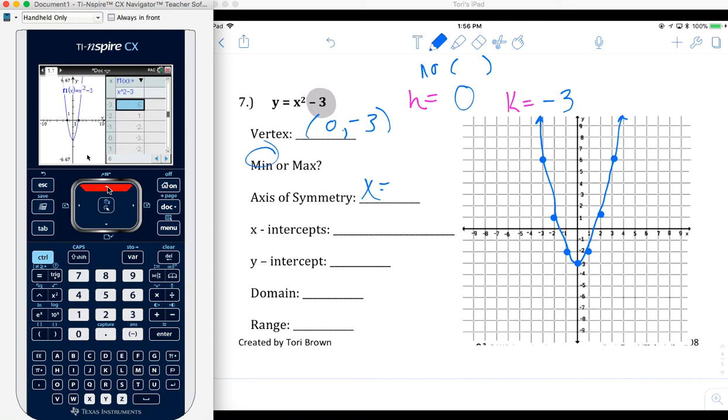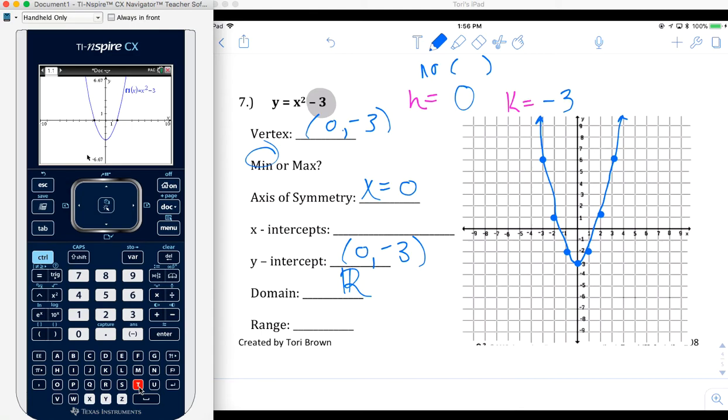Axis of symmetry, we steal the x number. X-intercepts, I'm going to skip because we're going to have some highlighting that has to be done on that one. Okay, Y-intercepts, I have that. 0, -3. It's actually my vertex also. Domain is going to be all real numbers, and my range steals the y number. So we're greater than or equal to that -3.